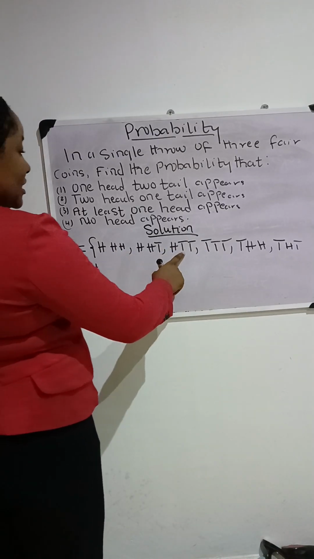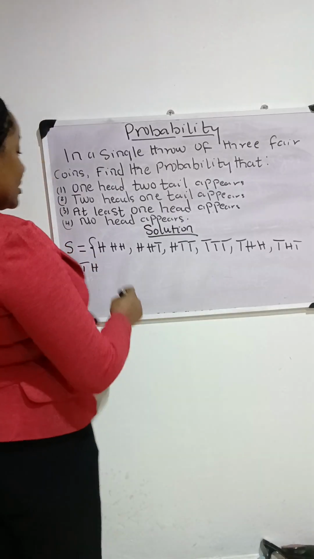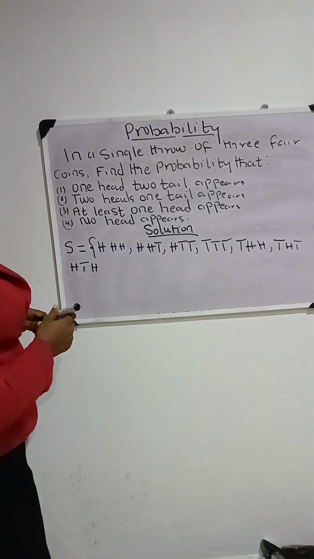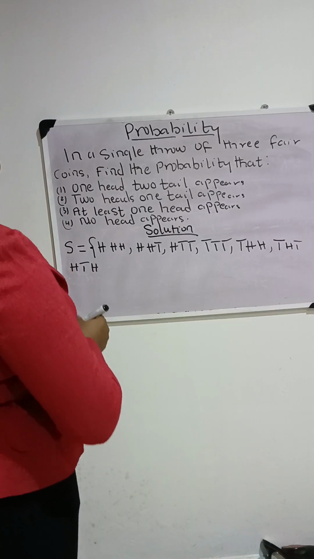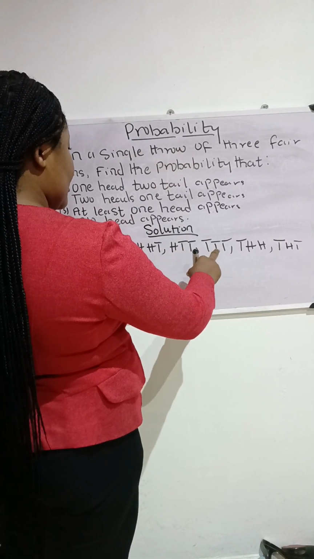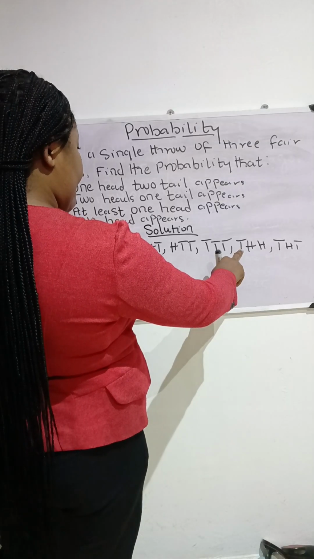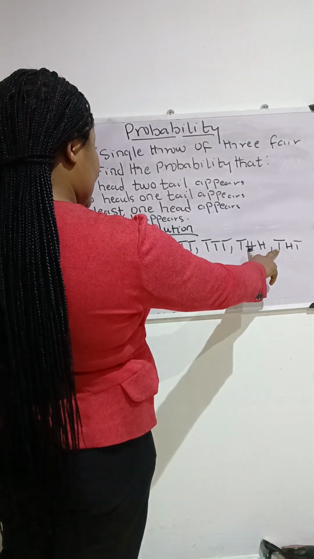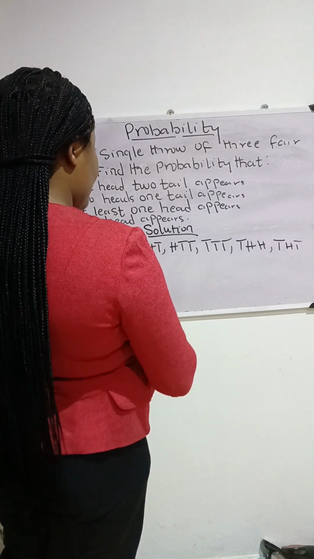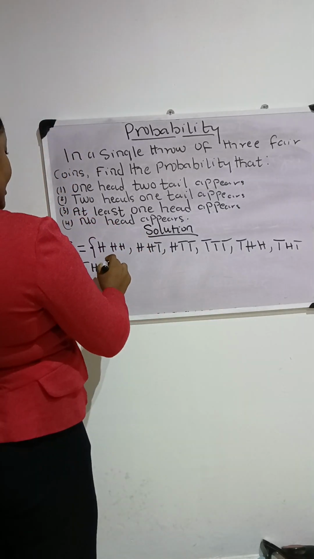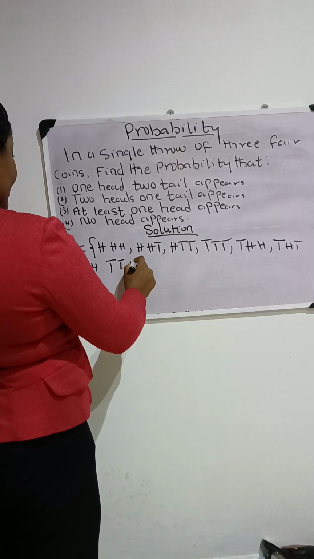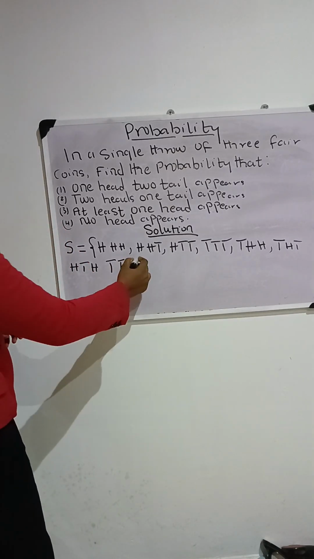There are supposed to be 8 points. 1, 2, 3, 4, 5, 6, 7. One point is still remaining. Let me check: head, tail, tail, tail, tail, head, tail, head, head, tail. Okay, we are supposed to have tail, tail, head. I think that's the point that is missing.